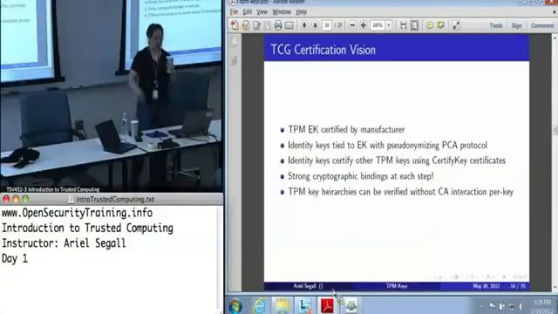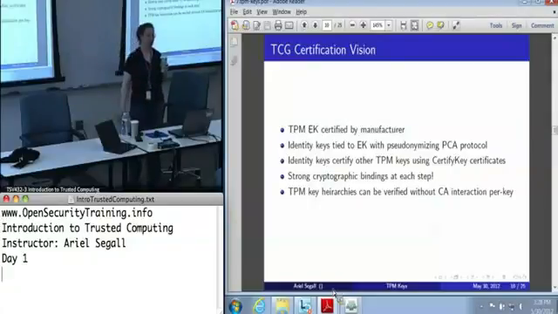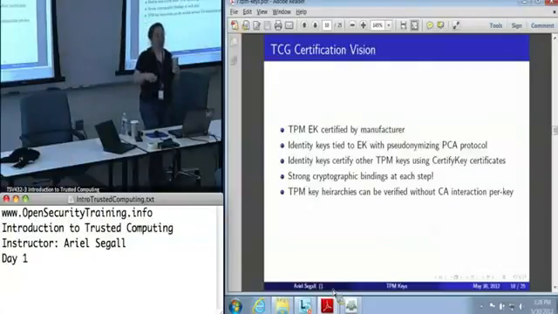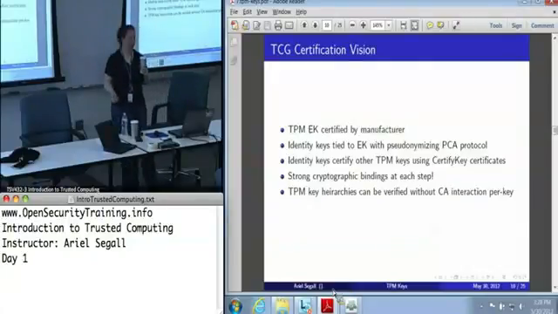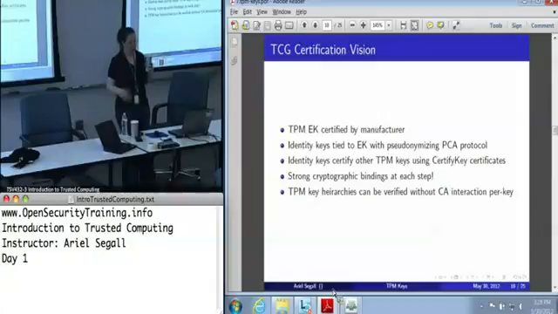So the vision at the high level that the TCG has come up with is we have a TPM endorsement credential that's certified by the manufacturer, as we mentioned earlier. An identity key is tied to the endorsement key with a lovely pseudonymous protocol called the privacy CA protocol. In as much as it's called anything, it's sometimes called an AIK protocol. It doesn't really have a name. Identity keys can then certify other TPM keys using things called certify key certificates.